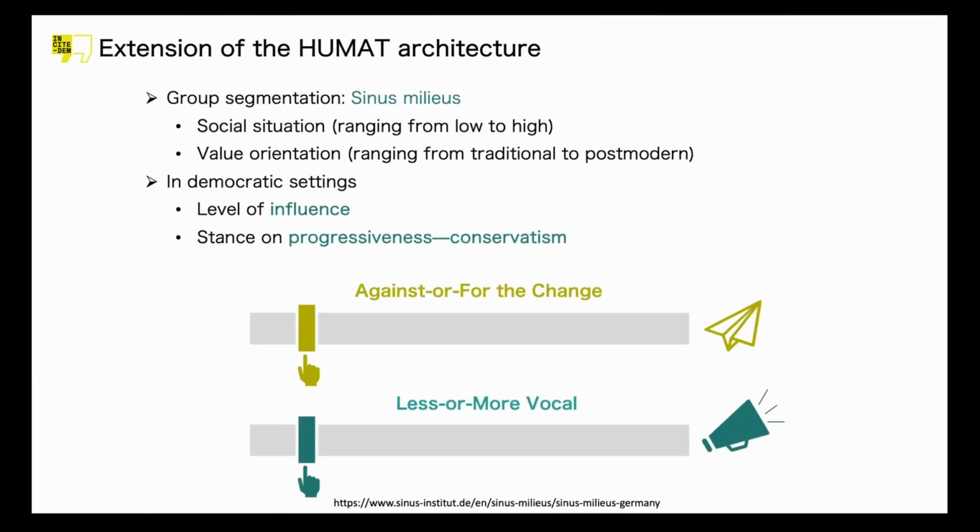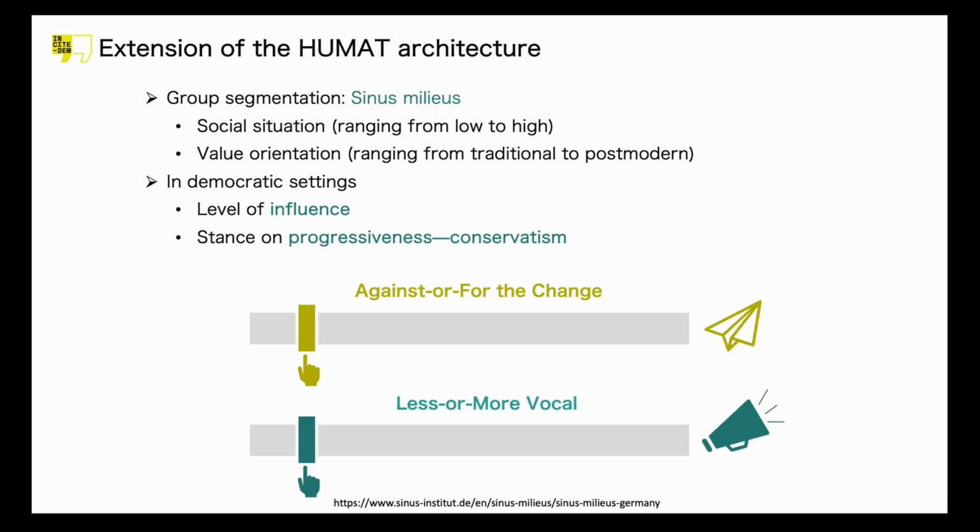Great. As Vander mentioned, one of the purposes of the dialogue tool is to bring in people from different backgrounds and various stakeholders in this participatory modeling or participatory democratic process. So it's very necessary to consider the group segmentation. And for this, we draw inspiration from the classic Sinus Milieus. And the Sinus Milieus use two different dimensions to categorize people. One dimension is social situation, and the other is value orientation. And in democratic settings, we prefer to use terms more adapted to these settings. So we adjusted the original two dimensions into the level of influence and the stance of progressiveness and conservativeness.